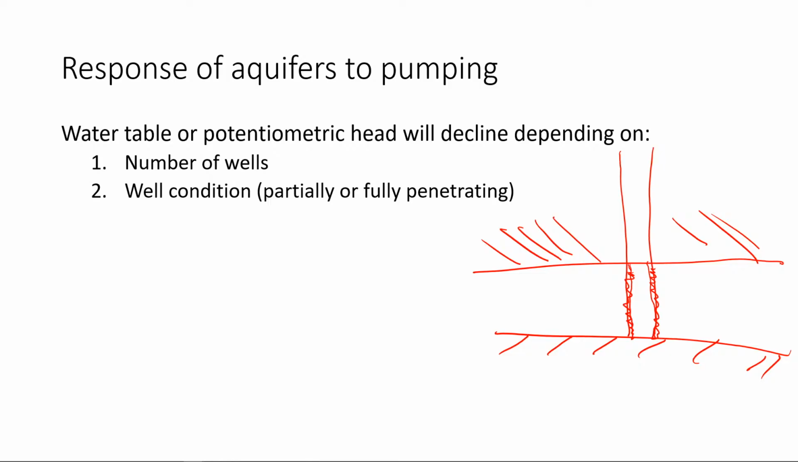That's like a fully penetrating well. Partially penetrating would be something like this: your well is here, but maybe your well screen is only here. So that's where you are pumping water out, just from this part. That's partially penetrating. That's where you are pumping water from. It could also be like this, partially penetrating.